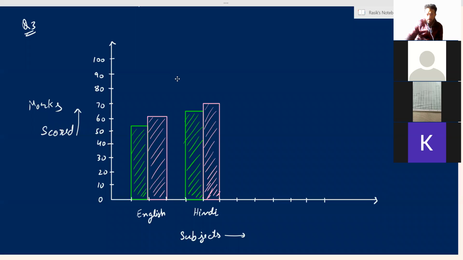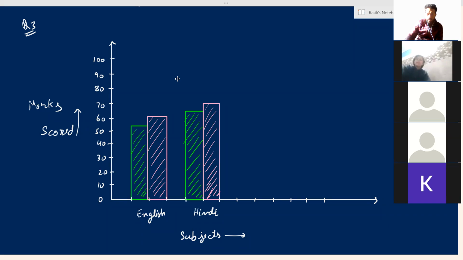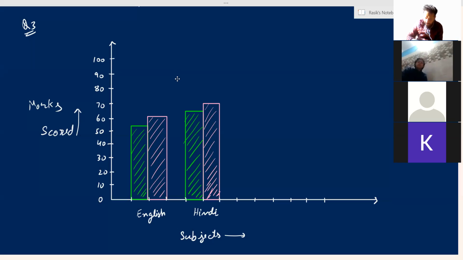Sir, I have sent you. Okay, beta. Checking. Advika, beta, it is okay, but I can see in some places you have changed the thickness of the bar. And look at Hindi. There is no gap between the green and blue bar, whereas in English, maths and science, everywhere you have given a gap.